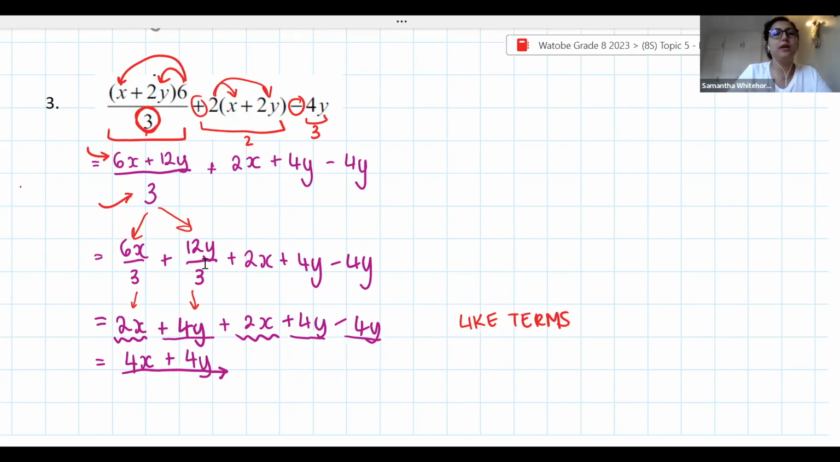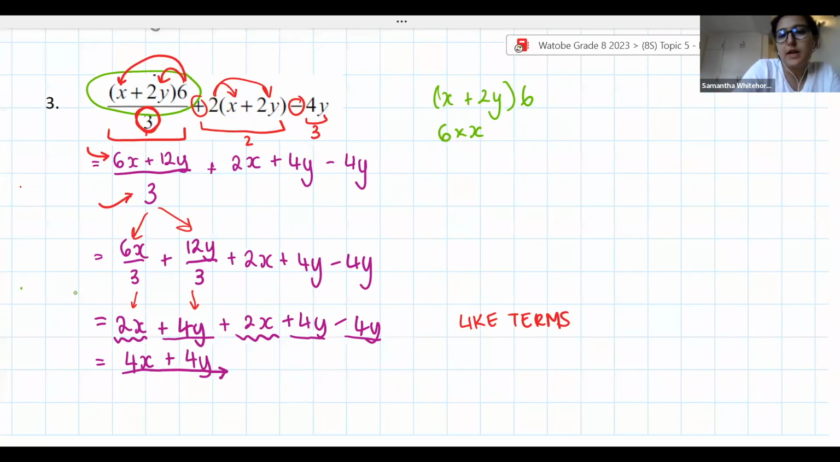Okay, so if we look at the multiplication step, if I take that multiplication out, we've got the bracket x plus 2y, and we've got it times 6. So we need to say 6 times x. Now remember, there is a 1 there. So if we use our signs, positive times a positive is a positive. 6 times 1 is 6. And then we have the x. And then we still have to say 6 times 2y.